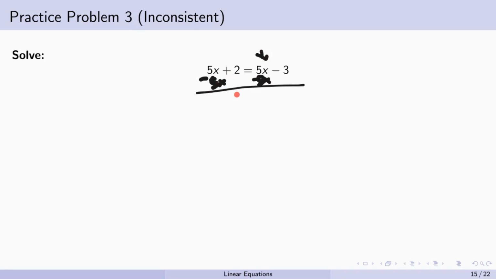5x minus 5x is equal to 0. So bring down positive 2. 5x minus 5x is also equal to 0. Then bring down negative 3. And 2 is not equal to negative 3. So this is an inconsistent equation. Therefore, the solution must be a null set. Or you may represent it using this. In words, no solution. Okay, so that's how we solve this practice problem number 3.